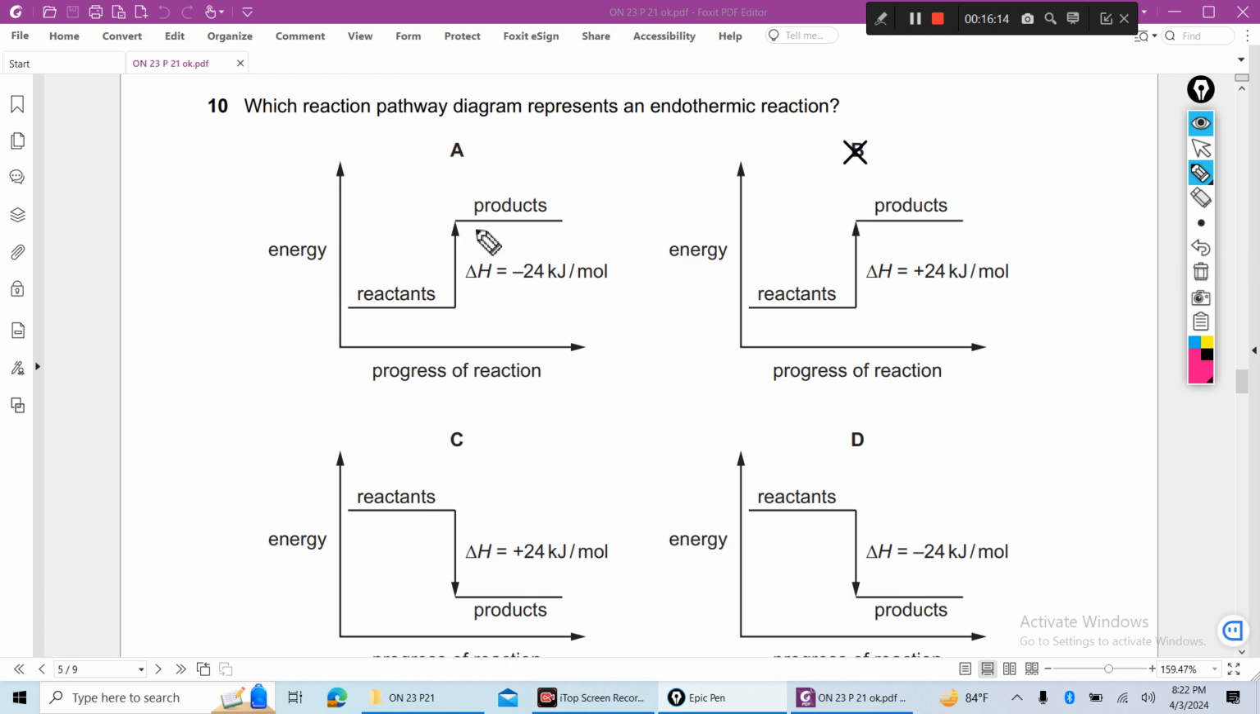So A is wrong. Why? Because delta H is given negative. No, delta H will be positive. And C is the diagram for an exothermic reaction, but the question is asking for an endothermic reaction. And D is also an exothermic reaction. So the answer is B.